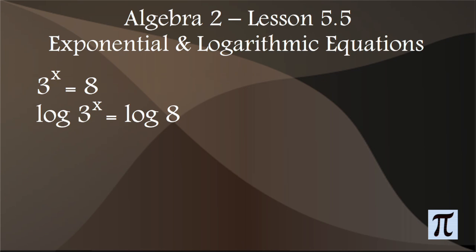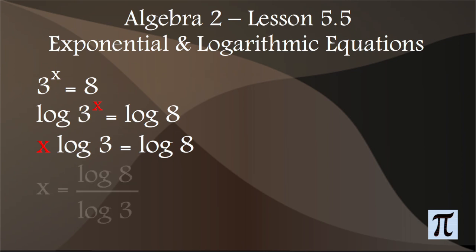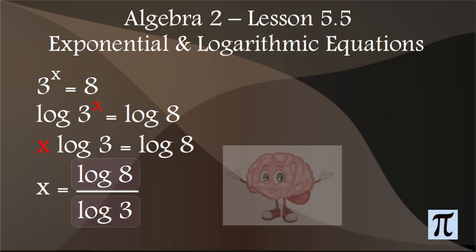And from previous lessons, we've learned that when you take the logarithm of an exponential expression, that exponent can come out in front of the logarithm. So log of 3 to the x can be rewritten as x times log of 3. Now we can divide both sides by log of 3. And we're left with x is equal to log 8 over log 3.